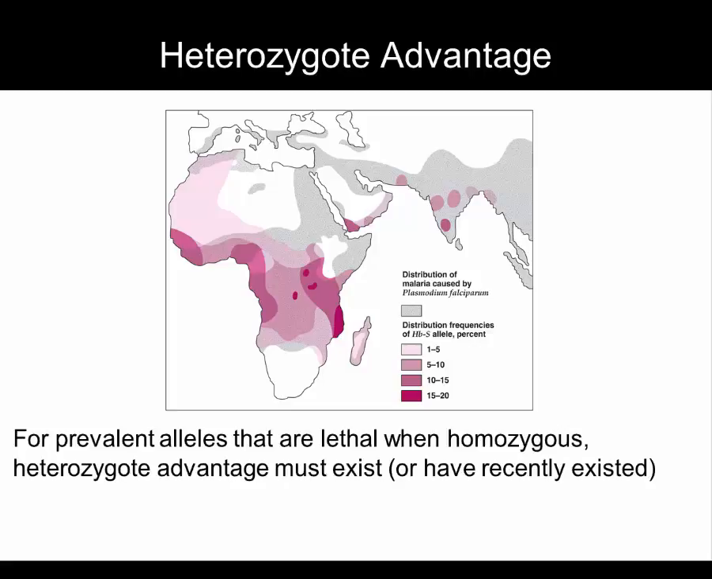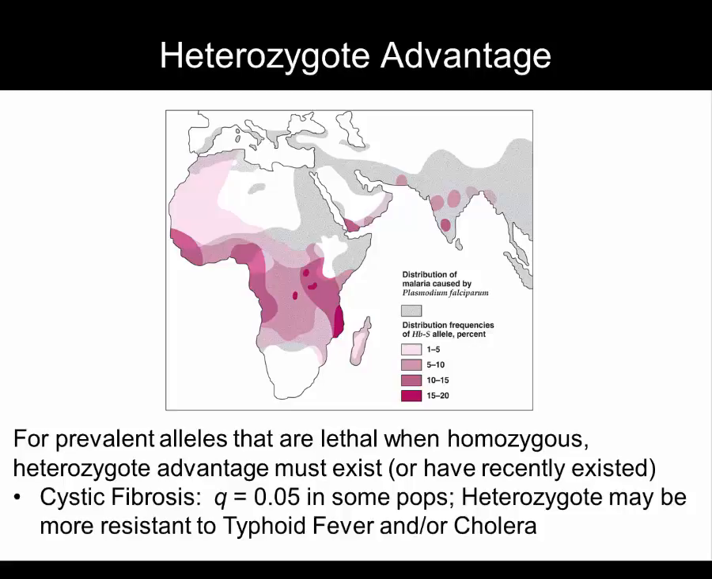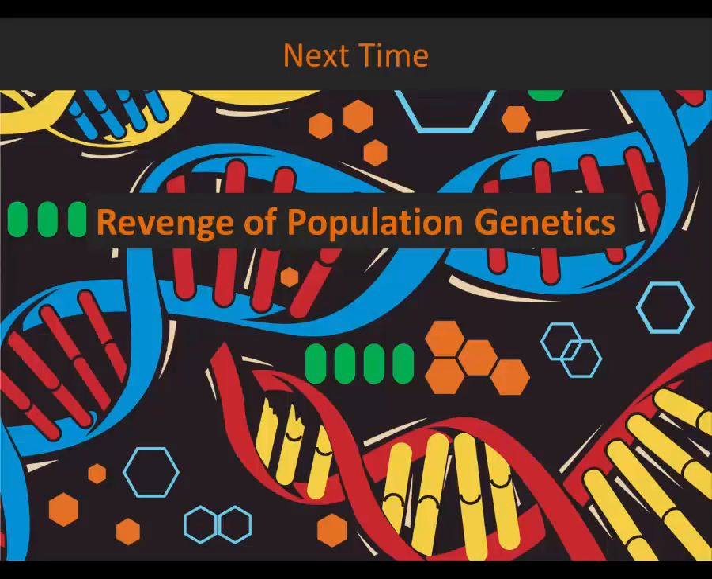Anytime lethal alleles persist at high levels, some sort of heterozygote advantage must exist, or at least have existed recently in history. For instance, the allele that causes cystic fibrosis has a frequency as high as 5% in some populations. It's been hypothesized that this is the case because heterozygotes may be more resistant to diseases such as typhoid fever and/or cholera. That's all for selection. Next time, we look at what happens when other Hardy-Weinberg assumptions are violated.